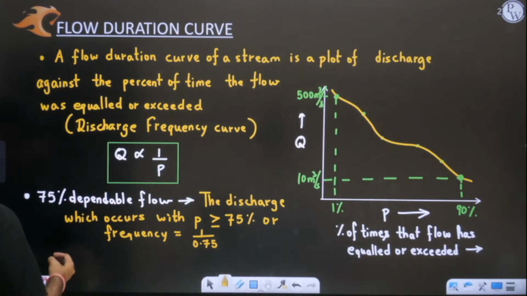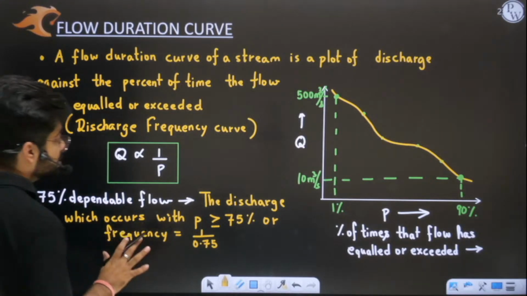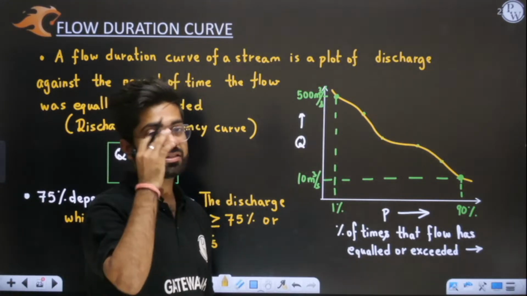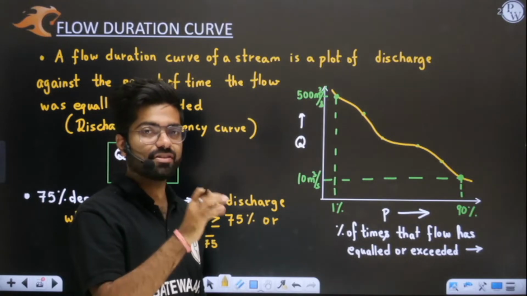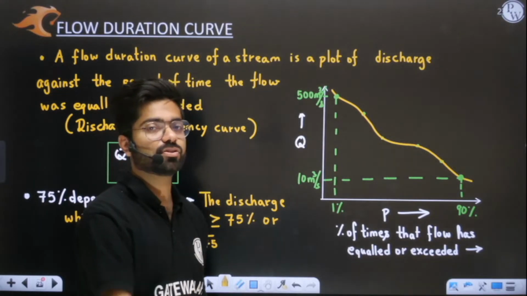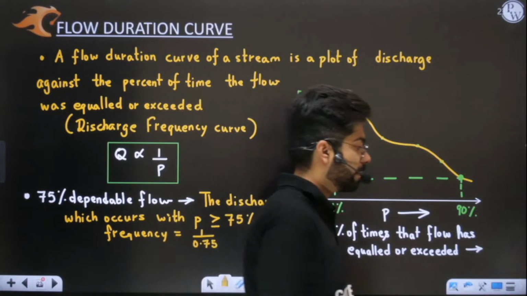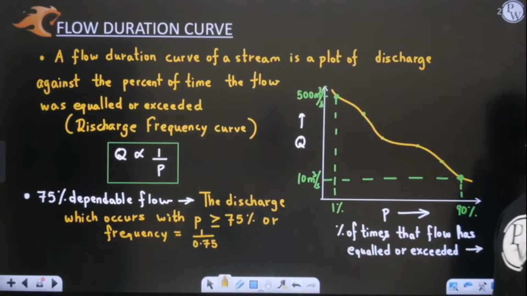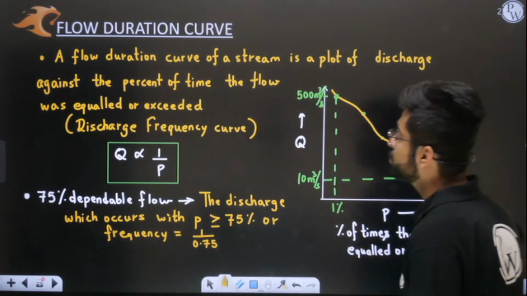100% dependable flow means we have a certain value of discharge which will be there for 100% of the times. So this is your flow duration curve.